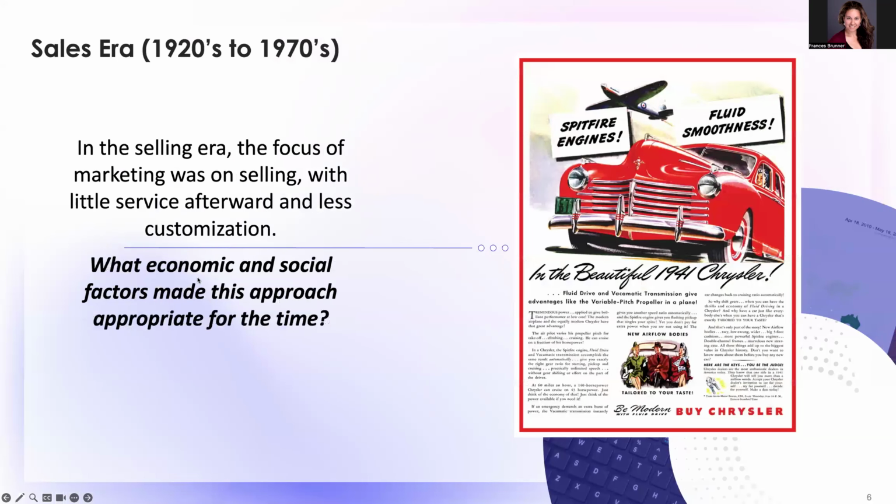In the 1920s through about the 1970s, we had dramatic improvements in manufacturing. So therefore, we were able to meet and even exceed customer demand for products. Then the focus turned to selling, getting customers to purchase what we had available in stock.